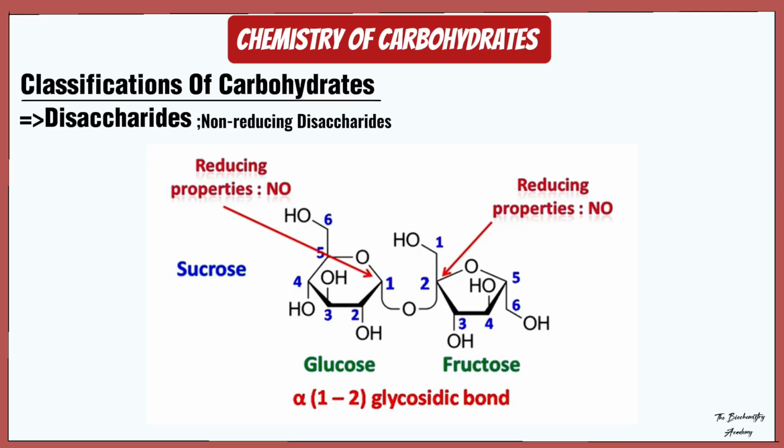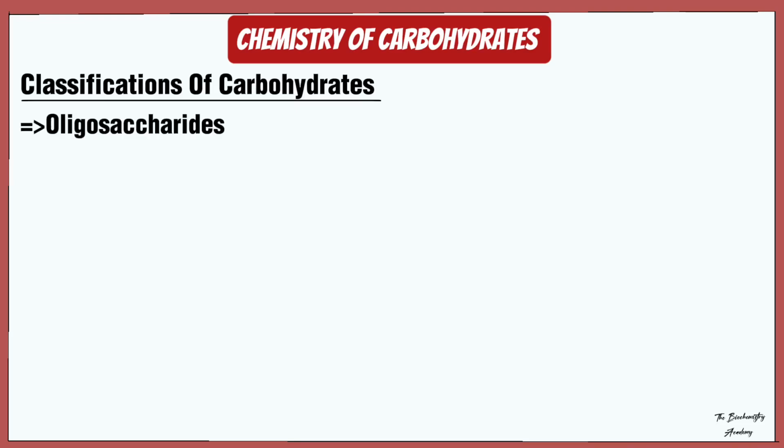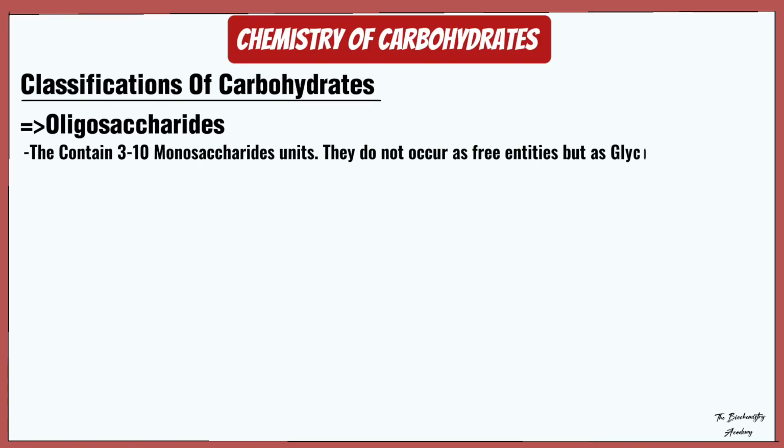Now let us look at the next classification of carbohydrates, which are the oligosaccharides. And these oligosaccharides contain 3 to 10 monosaccharide units. They do not occur as free entities, but they occur as glycoconjugates, like the glycoproteins and the glycolipids.